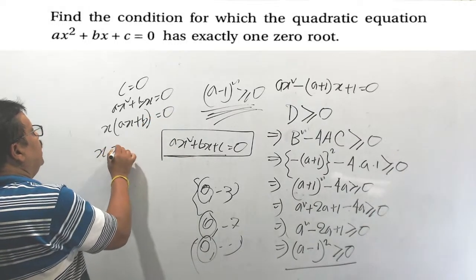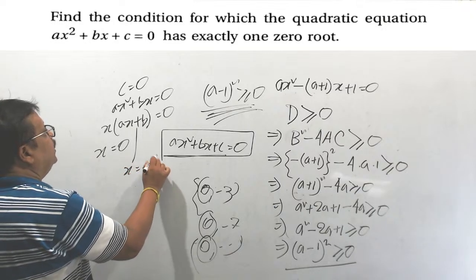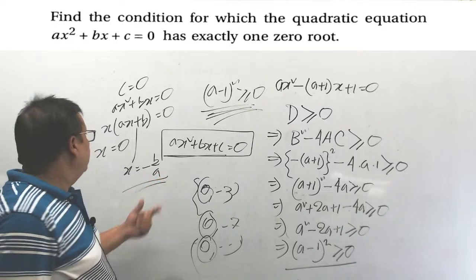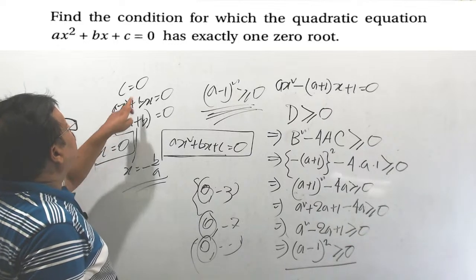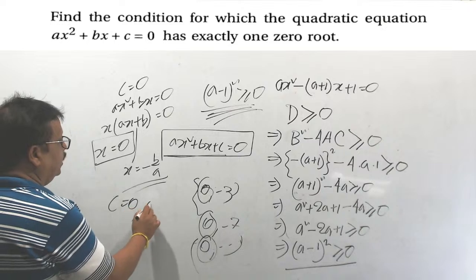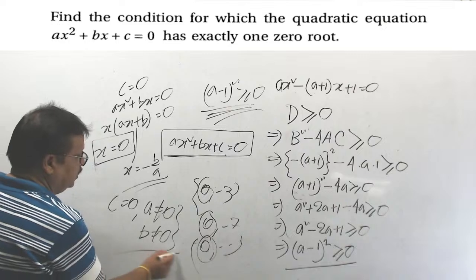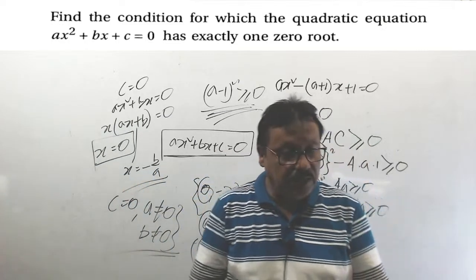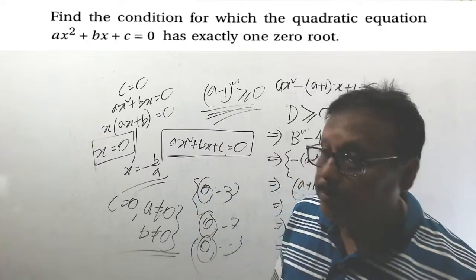That means either x equal to 0 or x equal to minus b by a. Understood? Minus b by a is not equal to 0, and exactly one 0 value you are getting for c equal to 0. So what will be the condition? c is equal to 0 and a not equal to 0, b not equal to 0. This is the condition. Understood? A tricky question, a 1 mark or 2 marks question.